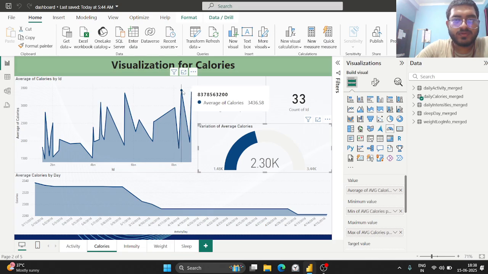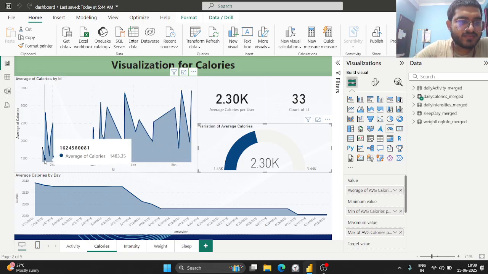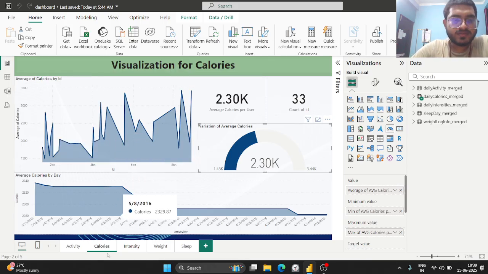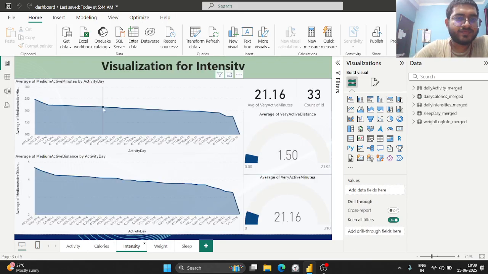You can see that 3.4k is the max, and here we can see that our data is actually matching. The max we have is 3.44k, and the average calorie for this particular user is 3.4k. Let me check if the min is also following the same pattern. Okay, the min is also working. Great. So now let's look at the dashboard for intensity.